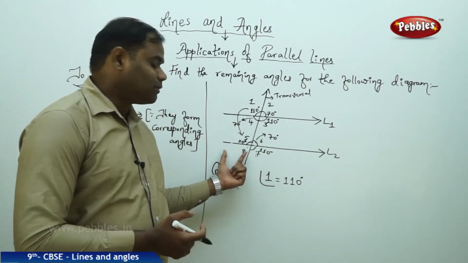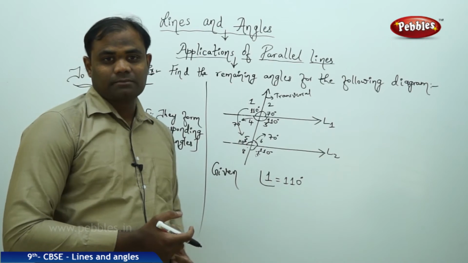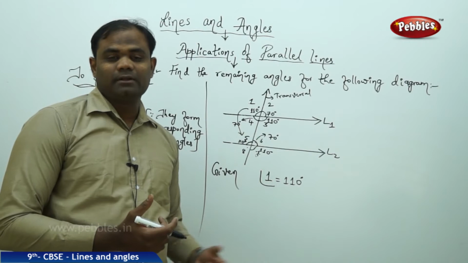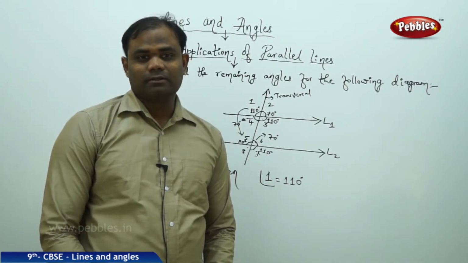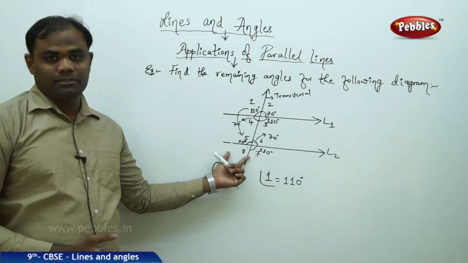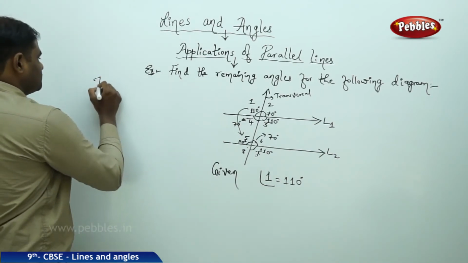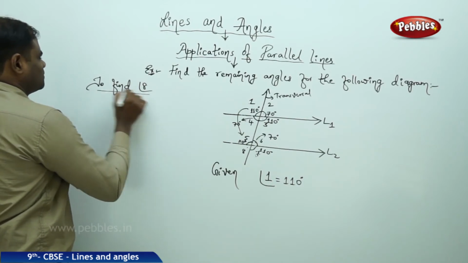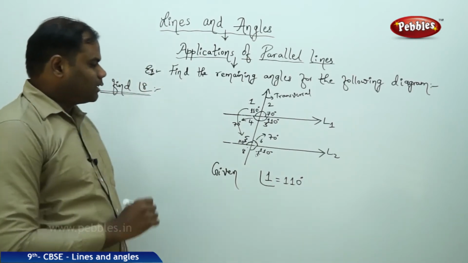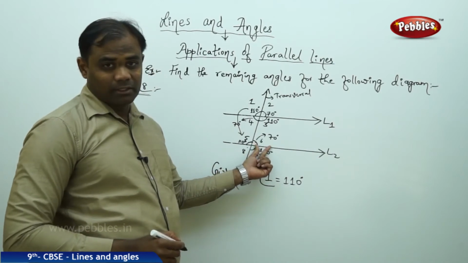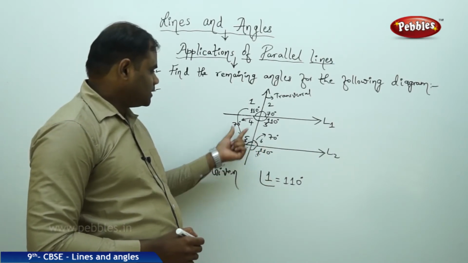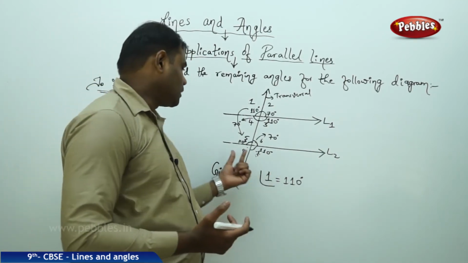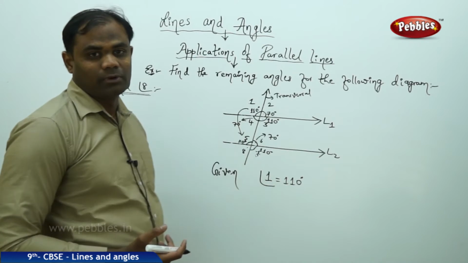Next is about finding the last angle, angle 8. Let's see how to find the last angle of the parallel lines. Angle 8 is vertically opposite to angle 6. Angle 8 is corresponding to angle 4. It's our choice to take either the vertically opposite or the corresponding.